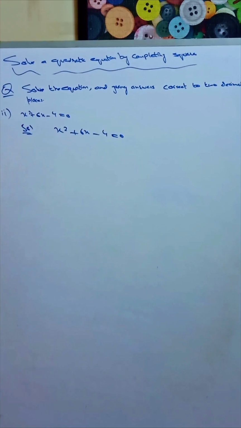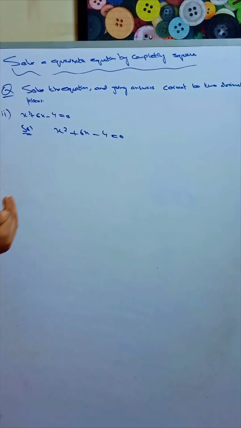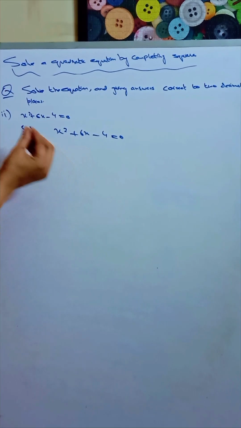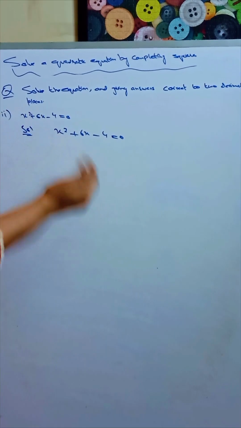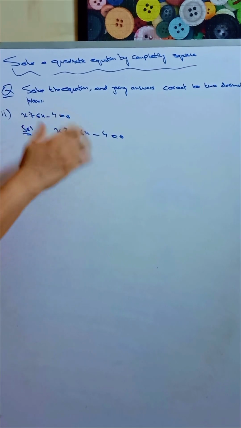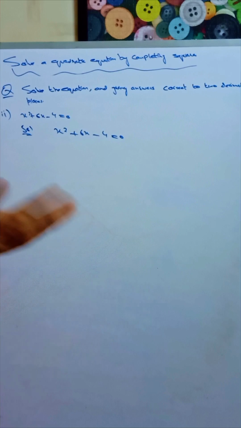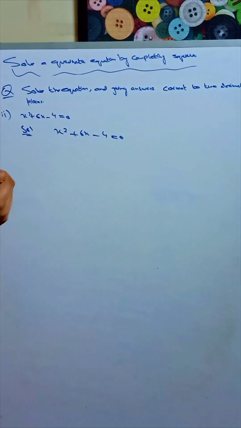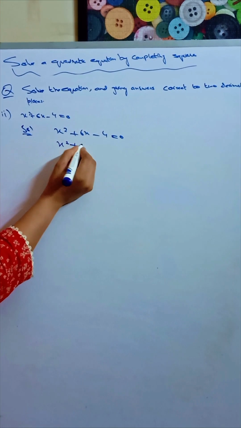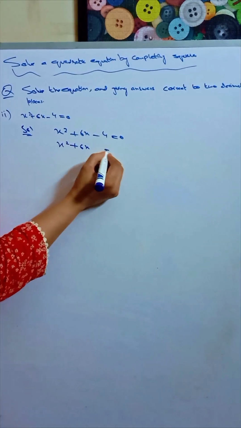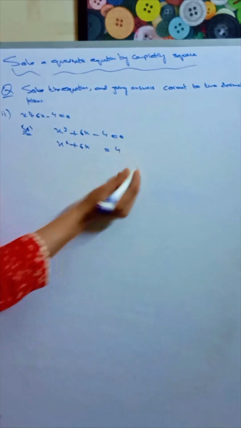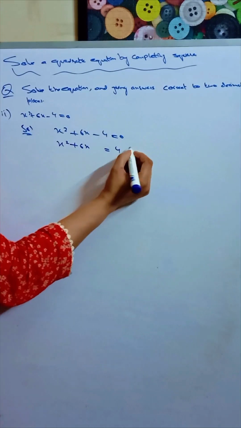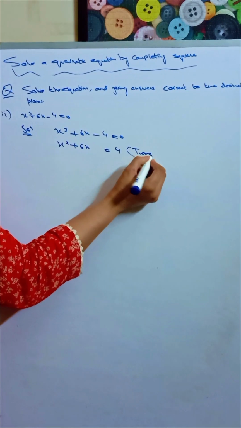Now, in the next step, we have to collect all the x terms on one side, and the terms without x on the right side. Understood? x square plus 6x will remain here, and this 4 will move towards the right side. It becomes positive, and this process is known as transposing.